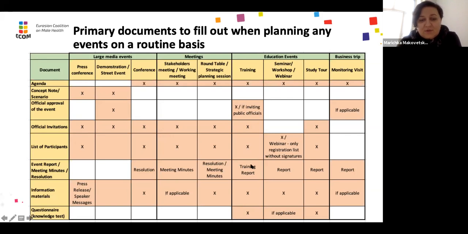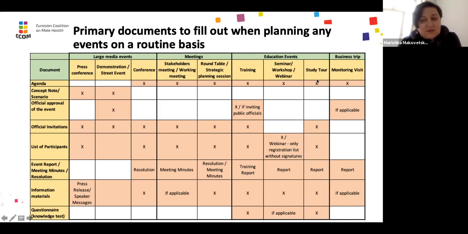If you have training, for example, training is a leader in supported documents here. So if you have training, you should have an agenda for your trainees. You should have an official invitation and official approval of the event if you talk about some public officials or chief doctors, let's say. You have a list of participants. You should have a training report to your donor. You should have information materials like presentations or some homework assignment, etc. And you should have knowledge tests or questionnaires to measure pre and post training knowledge that you were able to provide to your trainees.